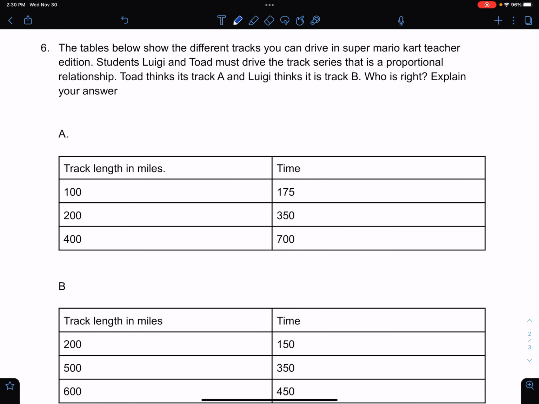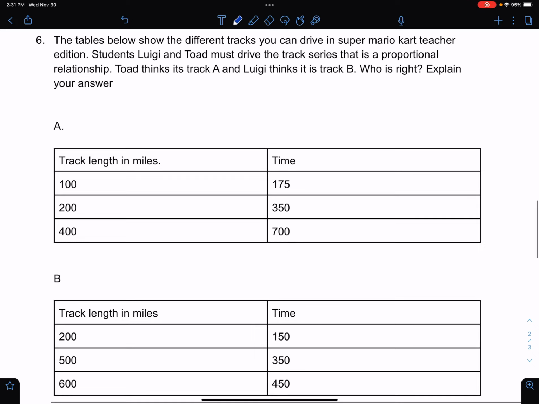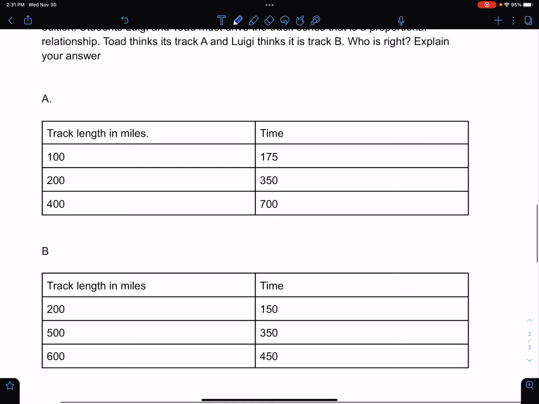Okay, number 6 is again about, I guess, Mario Kart. The tables below show the different tracks you can drive in Super Mario Kart. Teacher edition. Students, Luigi and Toad must drive the track series that is a proportional relationship. Toad thinks that it's track A, and Luigi thinks it's track B. Who is right? And explain your answer. Oh, cool beans. We just get to find out if these are proportional or not.